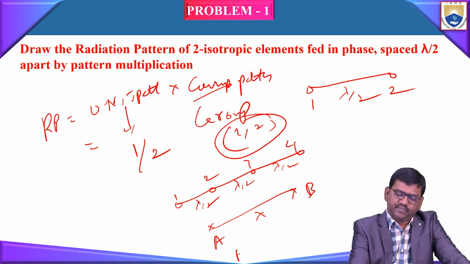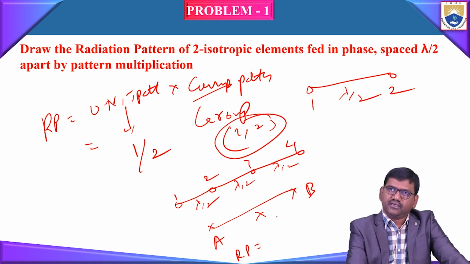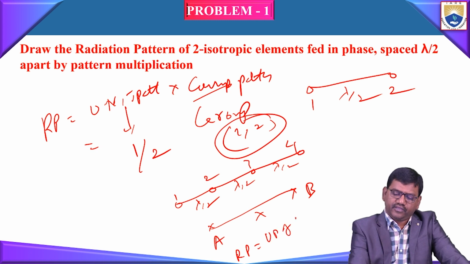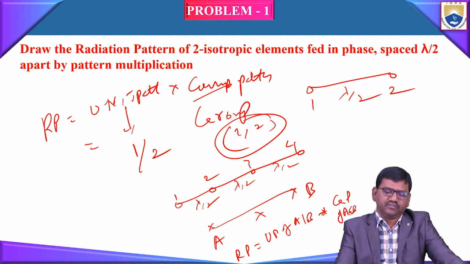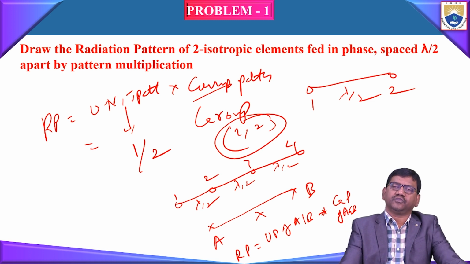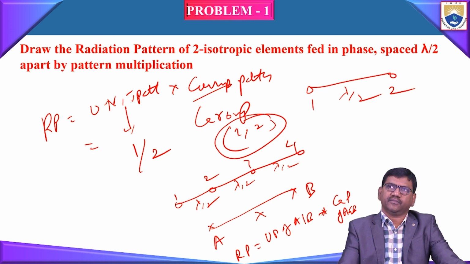So here the resultant pattern is given by the unit pattern of A or B multiplied with the group pattern of A and B. Like this, we can determine the radiation pattern of 2, 4, 8 or 16 elements with lambda by 2 spacing.